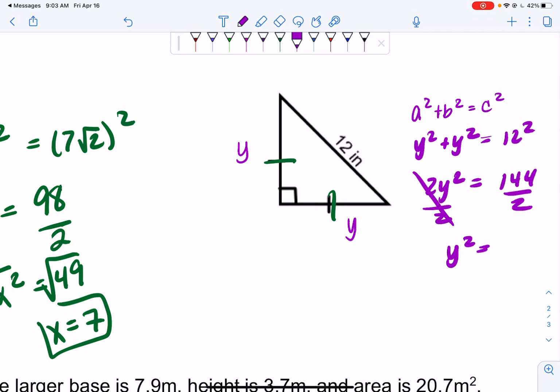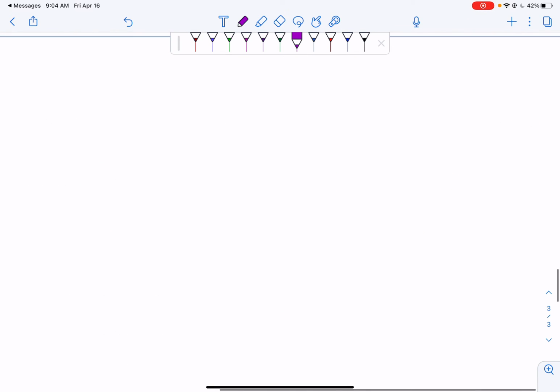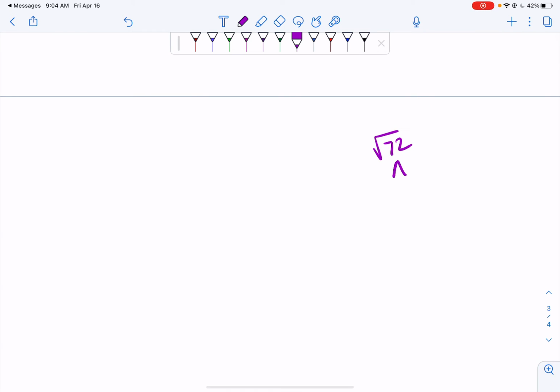I get y squared is equal to 72. Take the square root of both sides. I get y is equal to, well, I need to break apart a radical 72. So I'm going to go down here and just break apart my radical 72. I can break apart 72 into 2 and 36, 6 and 6, 2 and 3, 2 and 3.